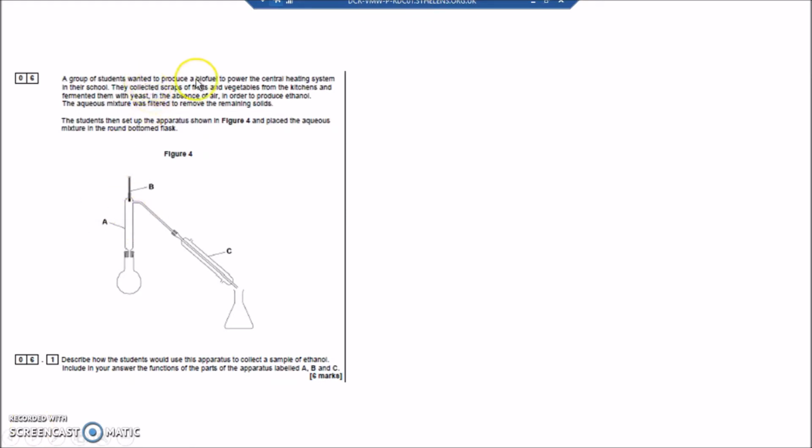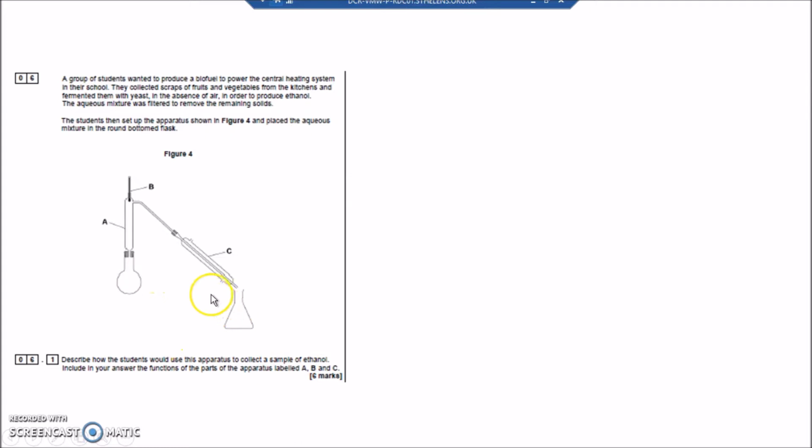Question 6 here, it looks as if we've got a fermentation mixture, with some yeast and some sugars in the form of fruit and vegetables. In the absence of air, it produces ethanol. So we've got an ethanol and water mixture. The absence of air is important, otherwise the ethanol would oxidize in the oxygen and turn into ethanal, and then may further oxidize again and turn into ethanoic acid. But in the absence of oxygen or air, we're just going to produce ethanol and water.